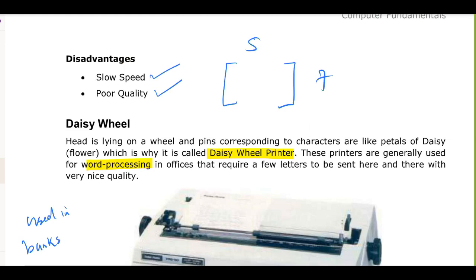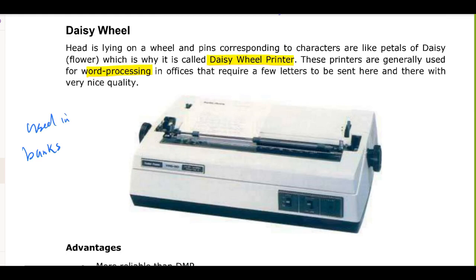So let's look at the daisy wheel. The daisy wheel printer, again, is a character printer that falls under the category of impact printers. The head is lying on a wheel, and pins corresponding to characters are like petals of a daisy or flower, which is why it is called a daisy wheel printer. These printers are generally used for word processing in offices that require few characters to be printed. I also put some notes that you might find it in banks.